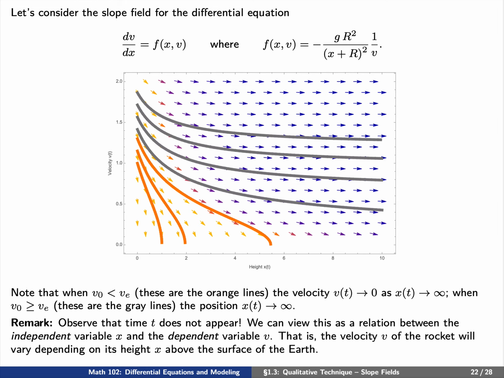I'd like to point out a philosophical concept here with this graph. Notice that time t does not appear. That is, we can view this as a relation between the independent variable x and the dependent variable v. Here we're thinking of the velocity as a function of the height, not as a function of time. The higher up we move, the slower the rocket becomes. So the higher the height, the less the velocity. We'd like to make sure that we can still move the height as far as we want and the velocity won't become 0. That's the concept of an escape velocity.